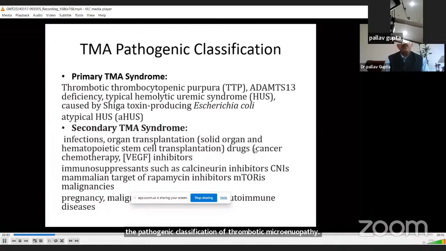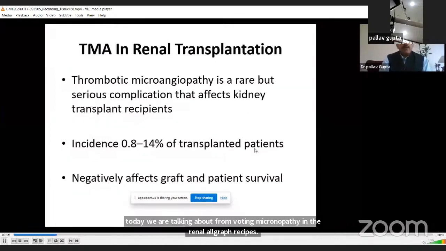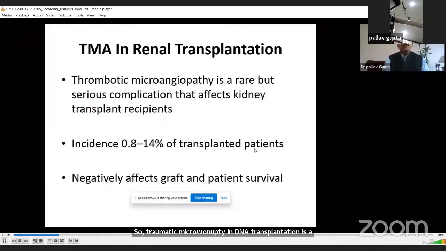But today we are talking about thrombotic microangiopathy in renal allograft recipients. Thrombotic microangiopathy in renal transplantation is a rare phenomenon, but it is a very serious complication which affects the kidney in transplant patients. The reported incidence is 0.8 to 14% of all transplanted patients, and this condition negatively affects both graft and patient survival.